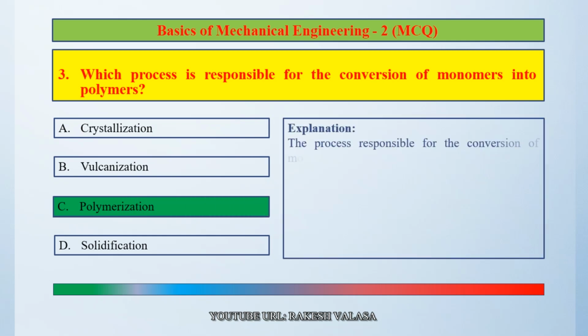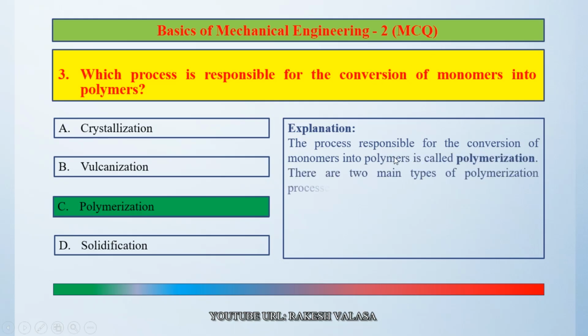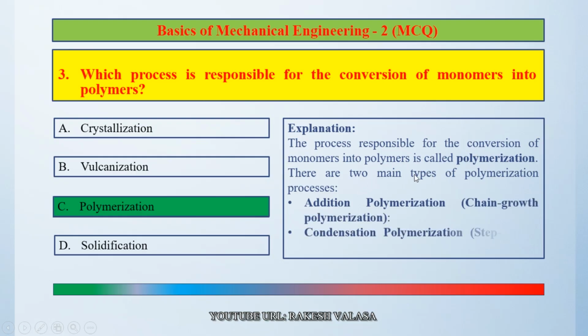The process responsible for the conversion of monomers into polymers is called polymerization. There are two main types of polymerization processes. First one is addition polymerization, that means chain growth polymerization. Second one condensation polymerization, that is step growth polymerization. So the correct answer is option C polymerization.